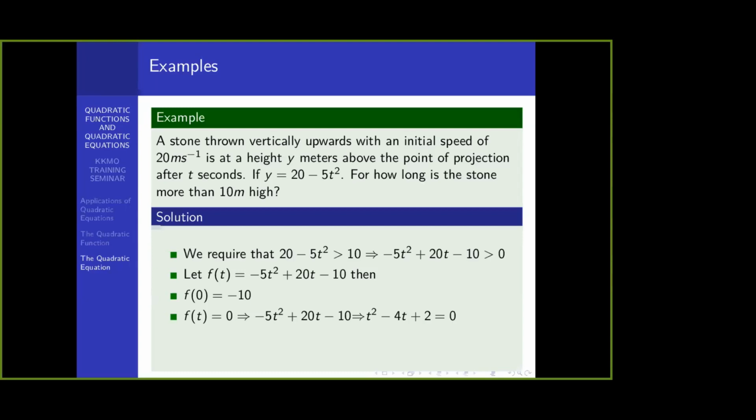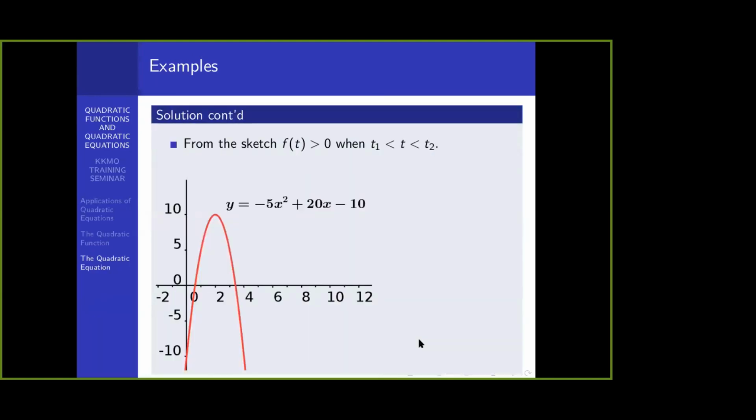F of t is 0. The roots will be obtained by equating it to 0 and solving it. And we find the root to be 4 plus or minus square root of 8, all divided by 2. Once you find the roots, we can sketch the curve. We need to know when this function is above 10, and it's above 10 between the first root and the second root. So you simply get the difference between the first root and the second root, and that difference is actually the square root of 8.